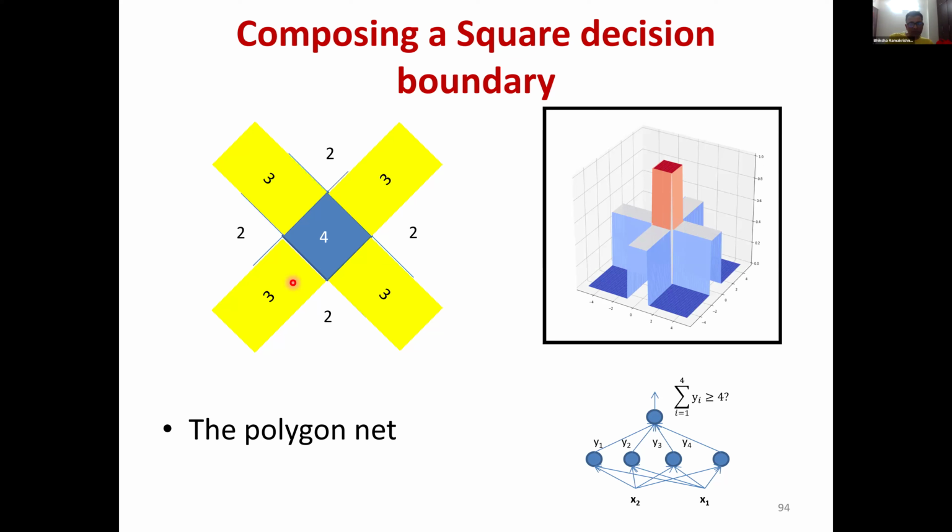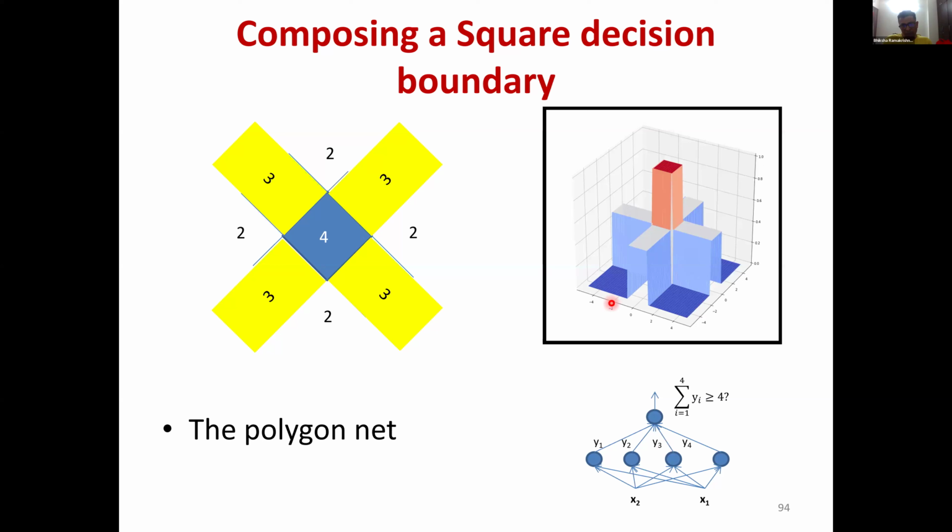Consider this simple polygon, the diamond. For this diamond, I'm going to need a network with 4 neurons in the hidden layer, right? And it's only within this diamond that all 4 are going to output the value 1. So if I look at the sum of the outputs of all 4 neurons, it's going to be 4 in the diamond, 3 in the yellow regions, and 2 elsewhere. So I can just compare the sum against 4, and I'm going to get the decision boundary that's this diamond.